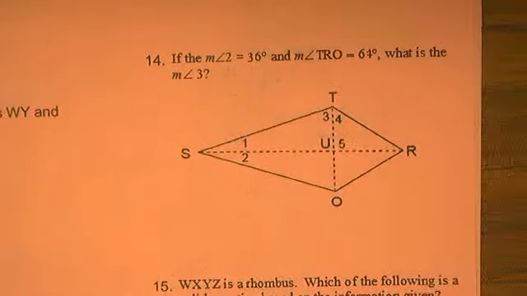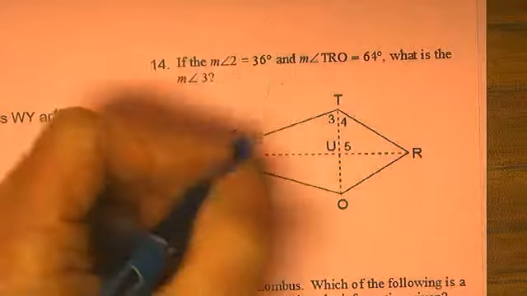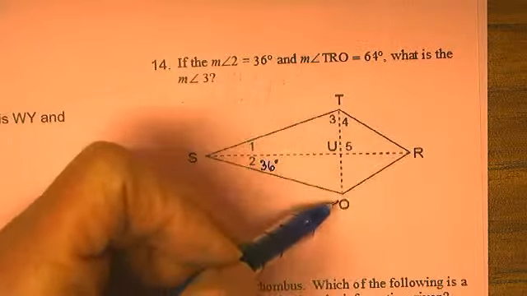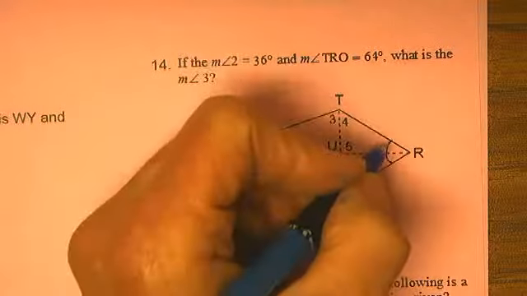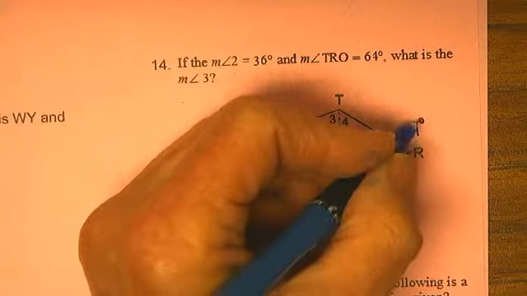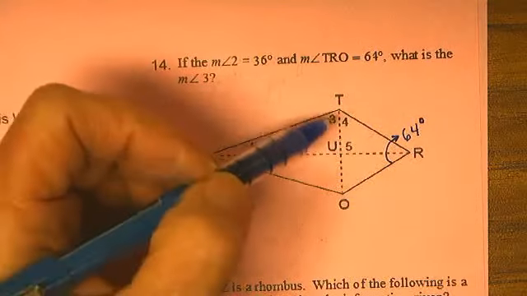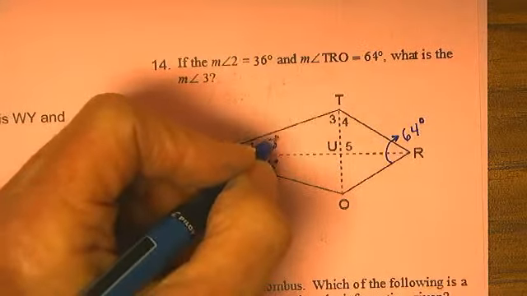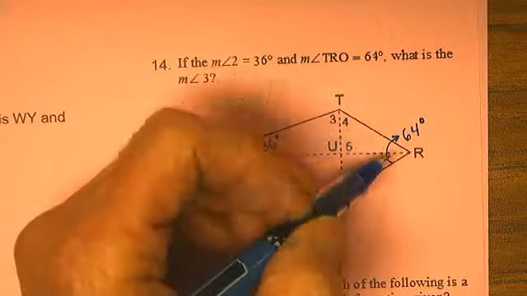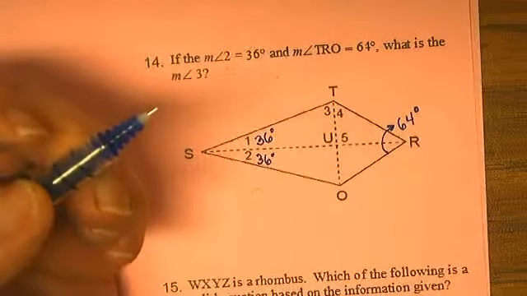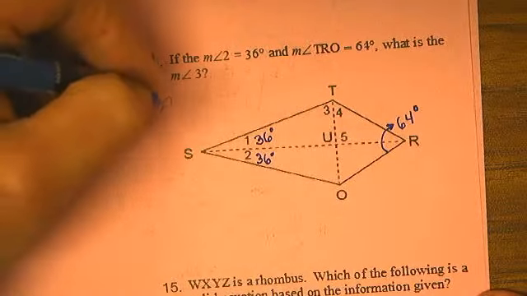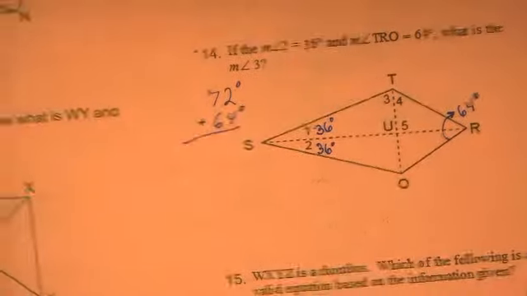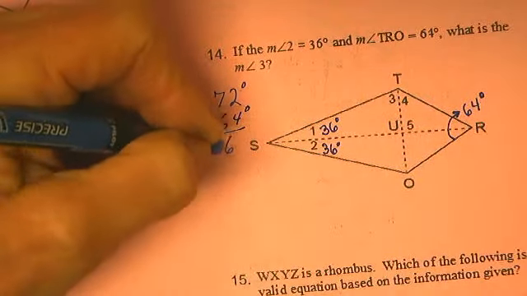Problem 14 looks like it could be similar. The measure of angle 2 is 36 degrees, and the measure of angle TRO is 64 degrees. What is the measure of angle 3? This is 36. This is also 36. So this is 72, and this is 64. 72 degrees plus 64 degrees are 136 degrees.